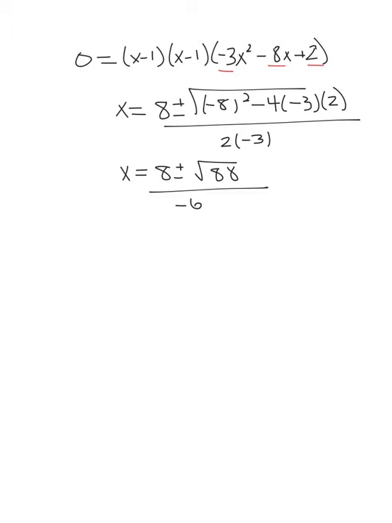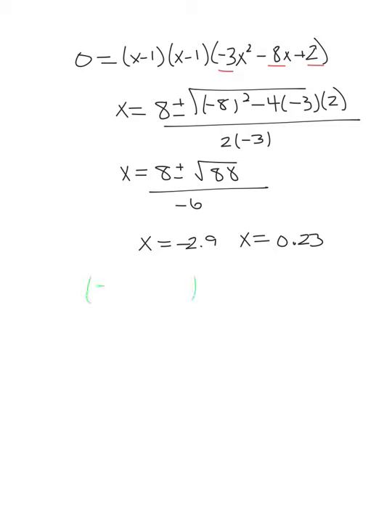And since we're going to be graphing this, I am going to just convert to decimals right away. And so I have 8 plus the square root of 88 divided by -6, and 8 minus the square root of 88 divided by -6, and that is going to give me two answers. One is -2.9 and the other is 0.23.